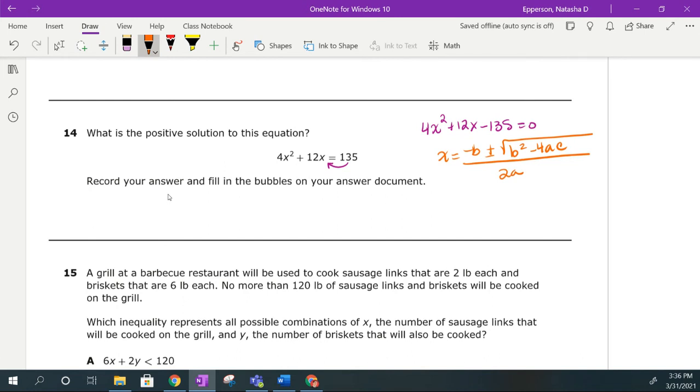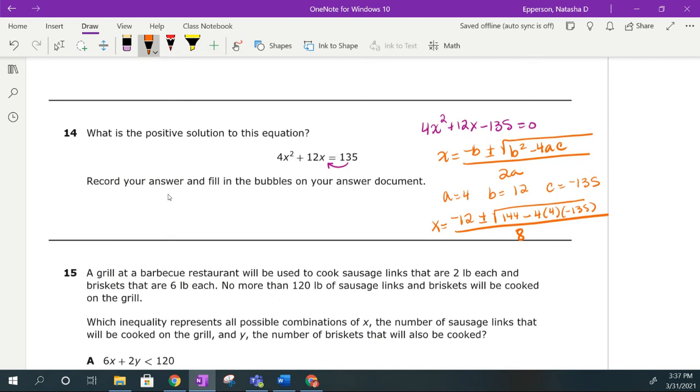So I'm going to replace my a value, which is equal to 4, my b value, which is equal to 12, my c value, which is equal to negative 135. I'm going to replace everything with the correct values. So x is equal to negative 12 plus or minus the square root of 12 squared, which is 144, minus 4 times a, which is 4, times c, which is negative 135. Then that's all over 2 times a. 2 times a is going to be 8, because 2 times 4 is 8.